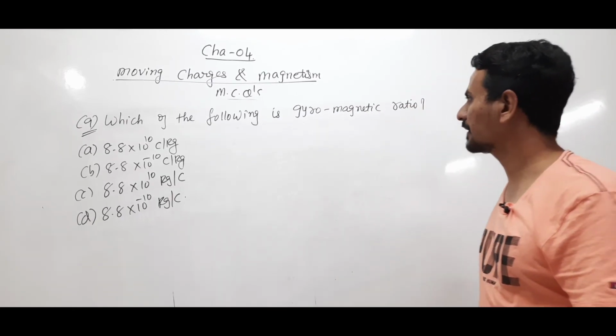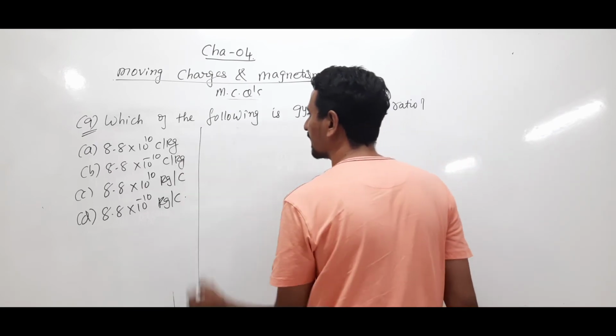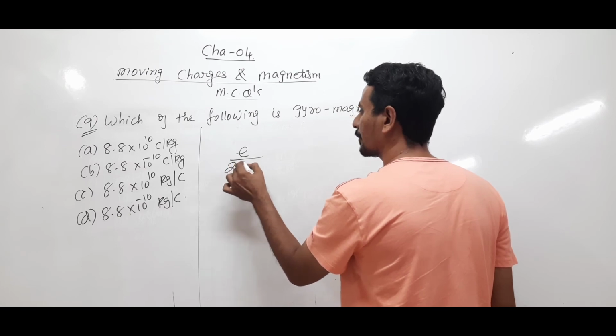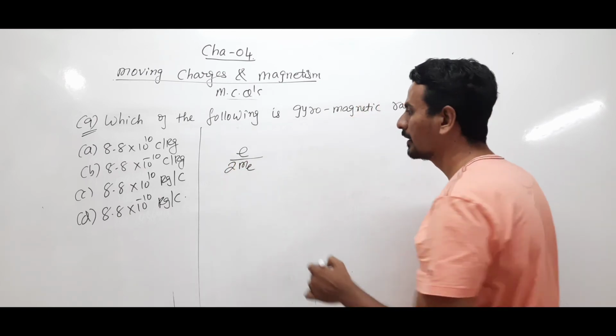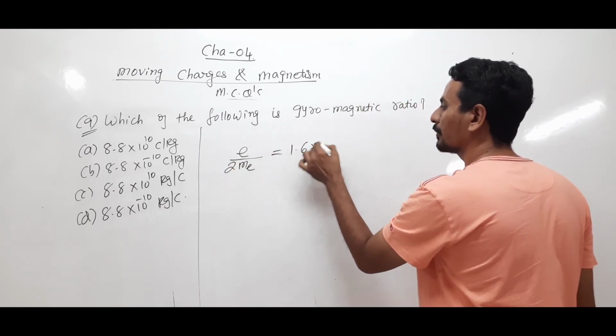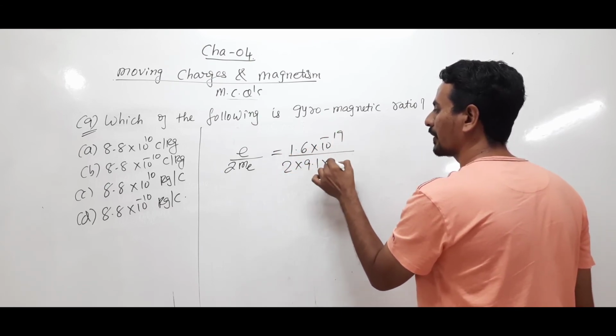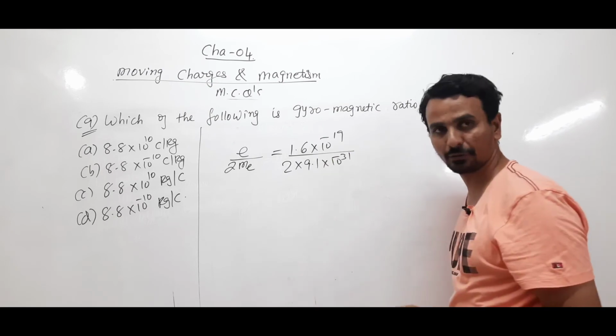Okay, ninth one. Which of the following is gyromagnetic ratio? It's very easy. Gyromagnetic ratio means the ratio of charge of electron upon 2 times mass of electron. Right? That means this is 1.6 into 10 raised to minus 19 upon 2 into 9.1 into 10 raised to minus 31. That is the mass of electron.